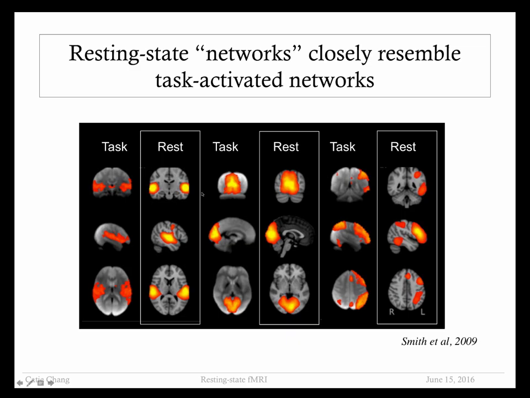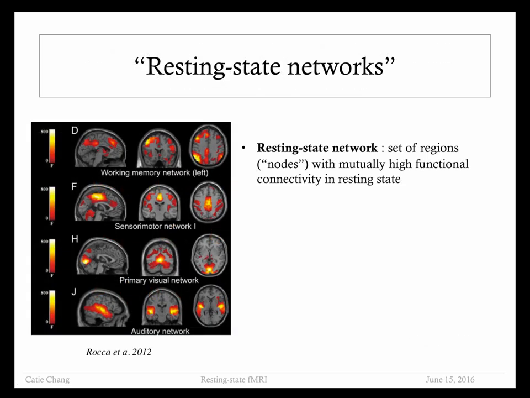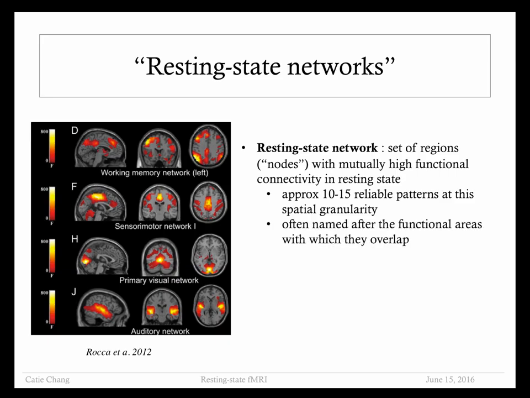And to briefly discuss some terminology, these patterns are referred to in the literature as resting state networks or intrinsic networks. And the regions that make up each one of these network pictures is described as a node. And when we look at around this level of spatial granularity, meaning about the size of blobs and with standard fMRI imaging, then we tend to see about 10 to 15 or so reliable patterns that emerge from the data. And the field actually gives these names like the auditory network or the visual network, et cetera, based on which functional areas they most overlap with.